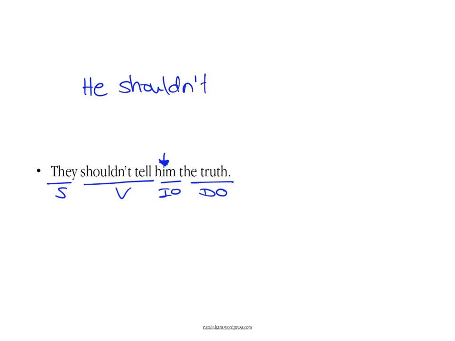A similar example here. You have the subject, they, shouldn't tell, that's a verb, the indirect object and the direct object. So probably you would start with this as the new subject for your passive voice, because this is what you want to stress. He shouldn't be, because it's a modal verb, and then the participle of this verb: he shouldn't be told the truth.